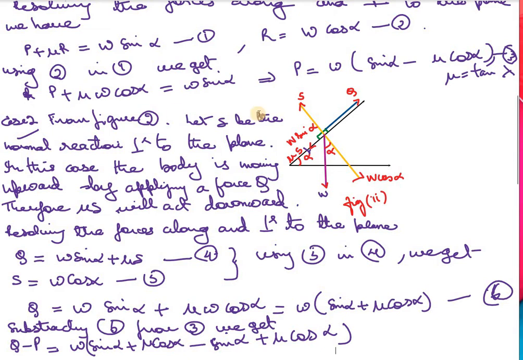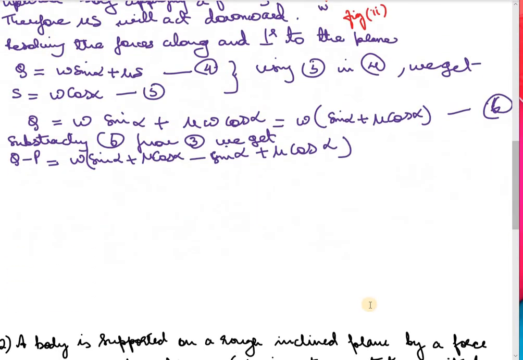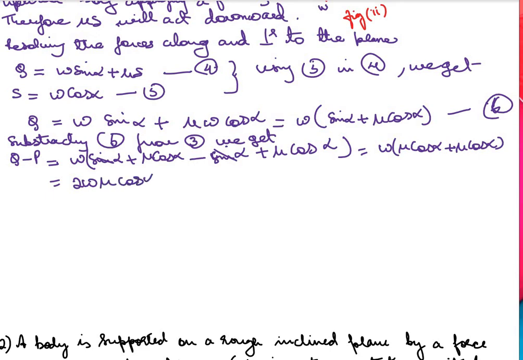So next step, what are the terms that can be cancelled from here? Sine alpha and minus sine alpha can be cancelled out. So what remains here is W into mu cos alpha plus mu cos alpha, which is nothing but twice W mu cos alpha.